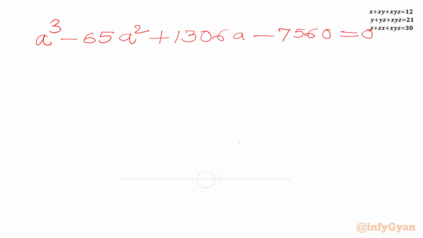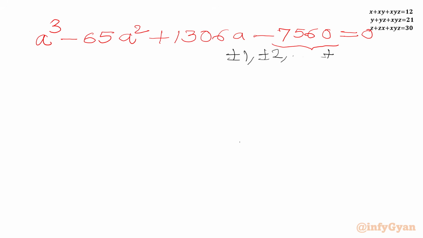So let me write equation once. Here it is. Now we will find eligible factors of constant 7560. So if I will write all the values, then it is starting from plus minus 1, plus minus 2, plus minus 3, plus minus 4, plus minus 5, 6, 7, 8, 9, 10.